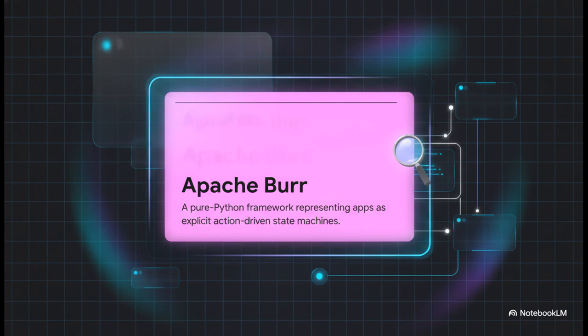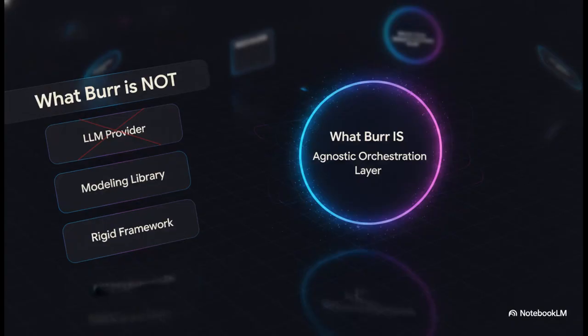This is exactly where we need a major paradigm shift. Enter Apache Burr, which is currently an incubating project at the Apache Software Foundation. Burr is a pure Python, dependency-free, in-process framework. But instead of abstracting all that complexity away from you, it forces you to represent your decision-making applications as explicit, action-driven state machines. It acts as the central control layer designed specifically to manage state and control flow in these complex AI workflows.